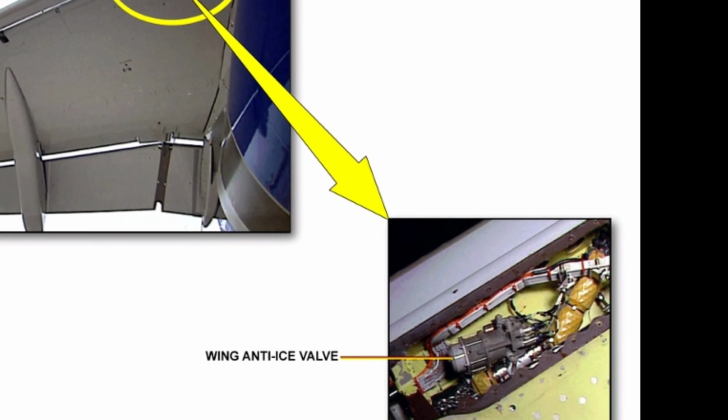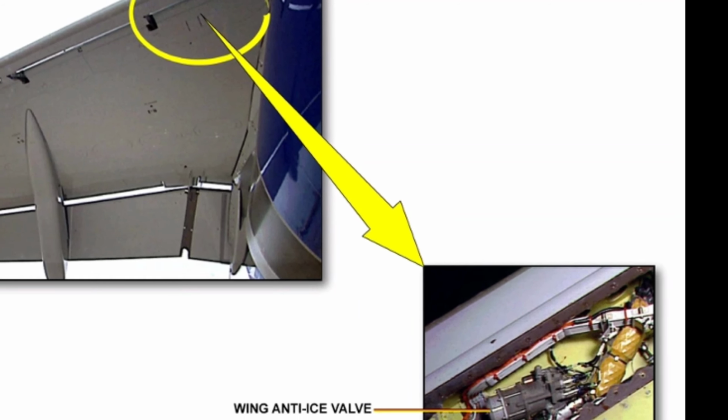The air enters the leading edge slats via wing anti-ice valve and enters into the leading edge slats via piccolo ducts and a telescoping duct, as you can see above.